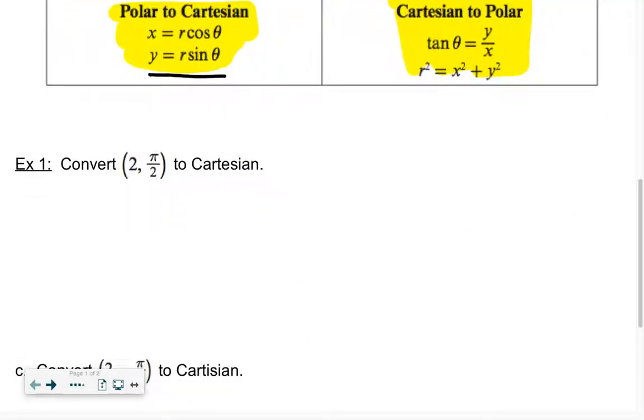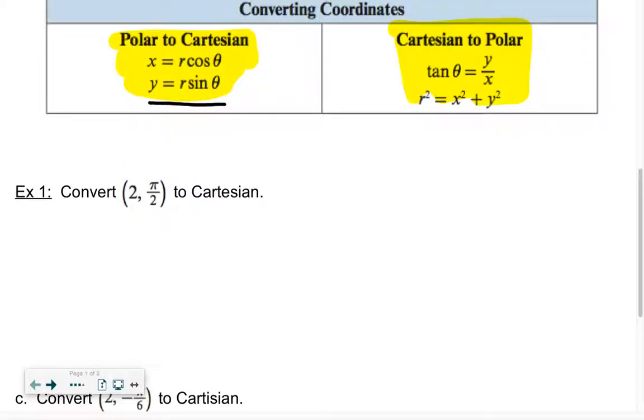We're given (2, pi over 2), which is a clear indicator that this is a polar coordinate because they have a pi in there. Direction, theta, it's an angle. So our angle is going to be pi over 2, and we want to convert this polar coordinate to Cartesian. Polar to Cartesian: x is equal to r times cosine of theta. What's my r value here? What's my theta?